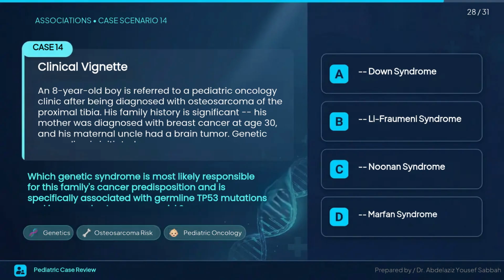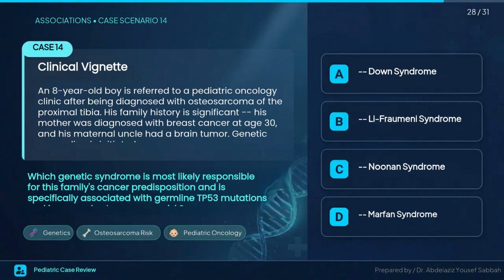Case 14. An 8-year-old boy is referred to a pediatric oncology clinic after being diagnosed with osteosarcoma of the proximal tibia. His family history is significant. His mother was diagnosed with breast cancer at age 30, and his maternal uncle had a brain tumor. Genetic counseling is initiated. Which genetic syndrome is most likely responsible for this family's cancer predisposition and is specifically associated with germline TP53 mutations and increased osteosarcoma risk?